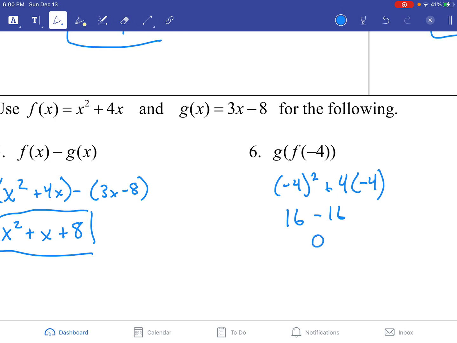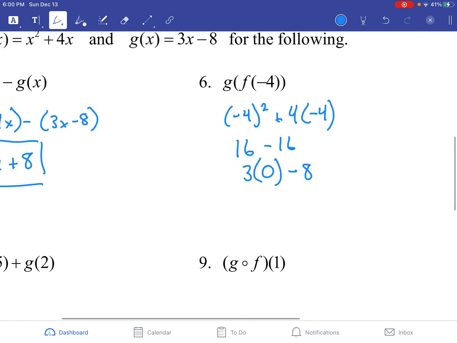Now we're going to put that value into our g function. So I'm going to put that 0 in parentheses: 3 times 0 minus 8. Well, 3 times 0 is 0, and negative 8 is our only thing that's left.